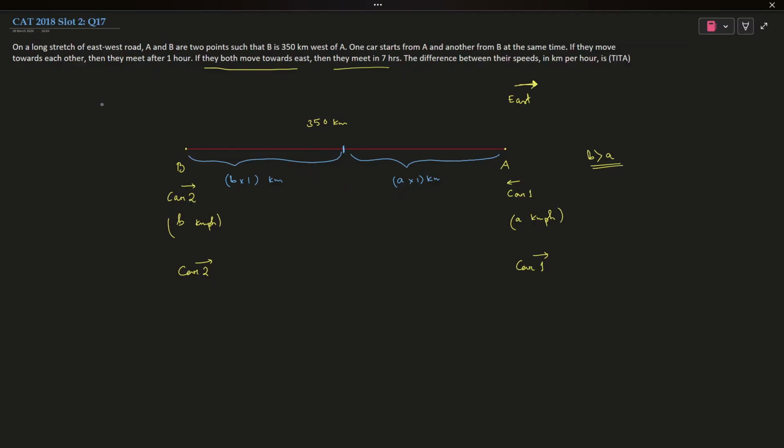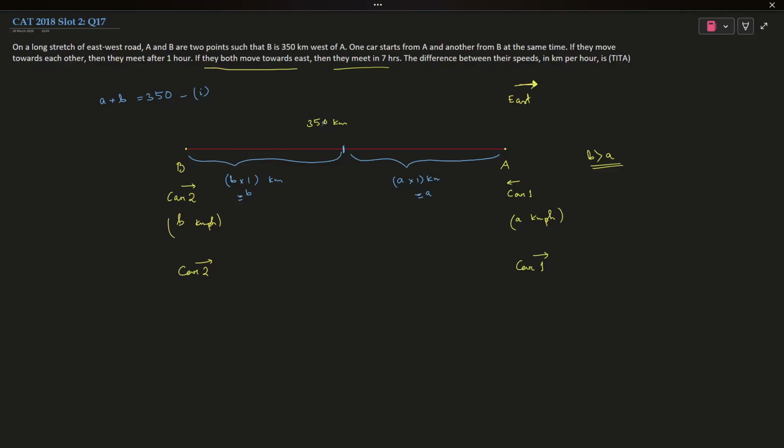What is the total distance, guys? The total distance will become A plus B. So this is B, this is A, and the total distance is 350 kilometers as per the question. So A plus B is 350 kilometers. Okay, this is our first equation.